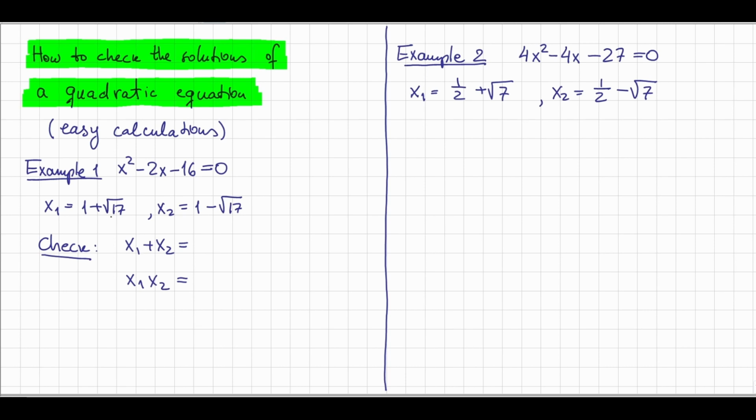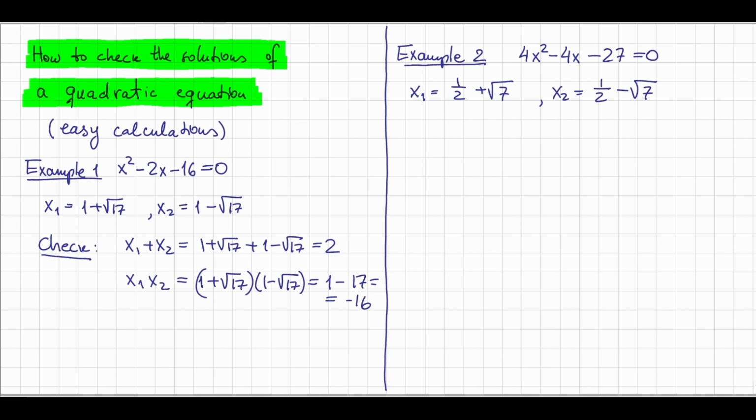The sum is very easy to calculate because 1 plus square root of 17 plus 1 minus square root of 17 gives 2. The product is also easy to calculate because 1 plus square root of 17 times 1 minus square root of 17. We remember the formula (a plus b) times (a minus b) is a squared minus b squared. So this is 1 minus 17, which comes out as minus 16.